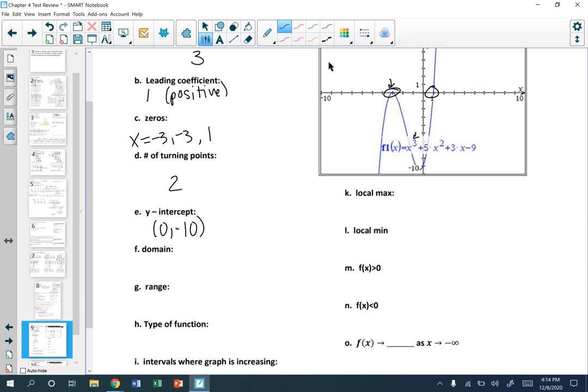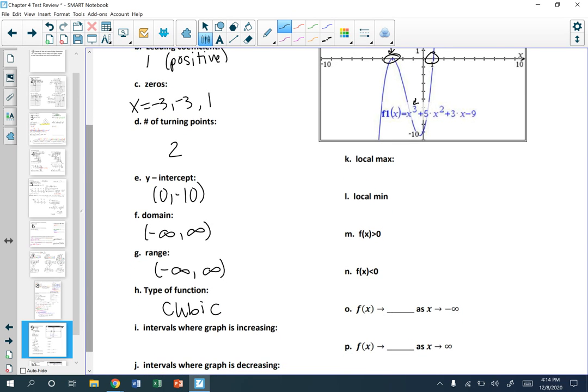What's the domain of this function? What x values does it cover, or how far left or right does it go? -infinity to infinity. My range, also -infinity to infinity, because it goes up and down forever. The type of function, so this would be third degree, so it's cubic.